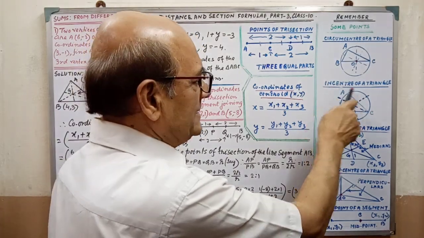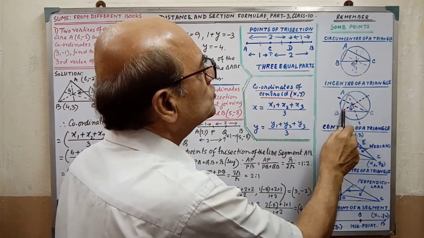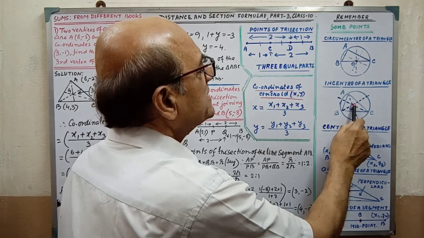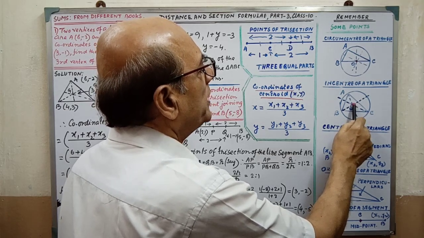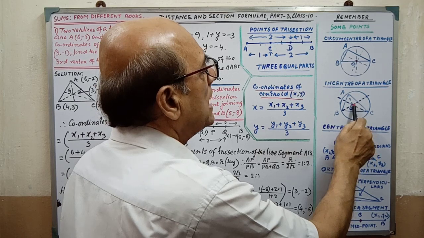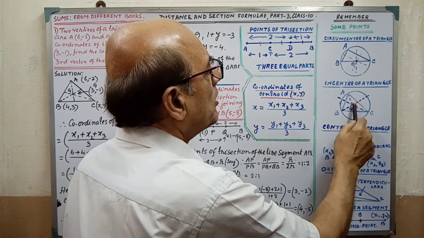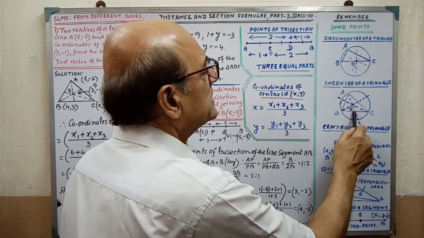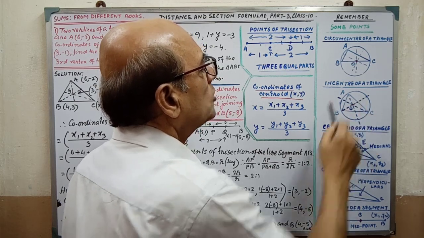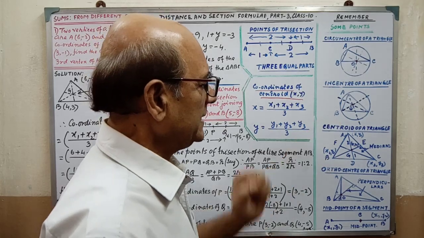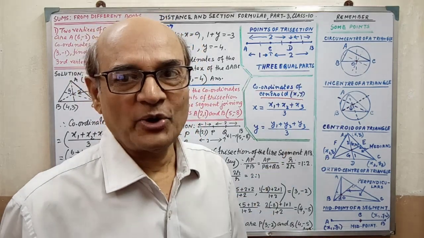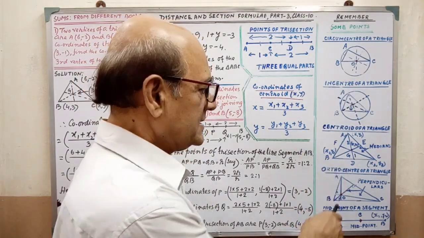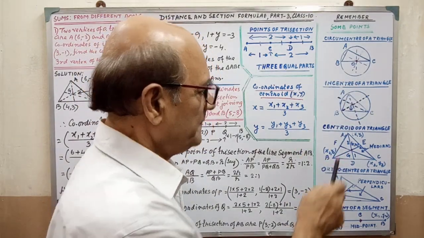And in case of the incenter of a circle, we have to bisect the angle. Angle bisectors meet at this point. From this point, we have to draw a perpendicular to the sides, and this radius we have to take to draw this circle, that is the incircle. And centroid, that is important. These two are for plane geometry and these are for coordinate geometry.